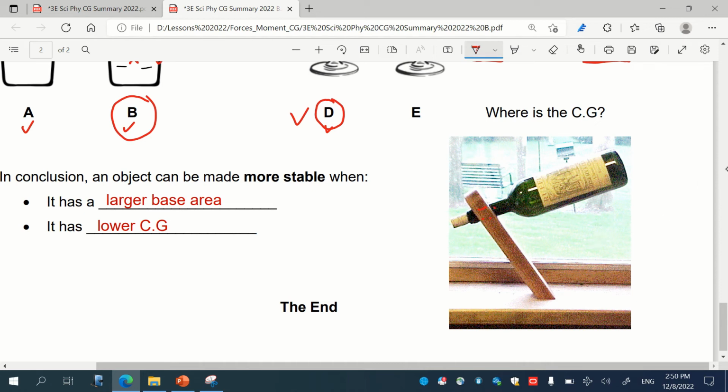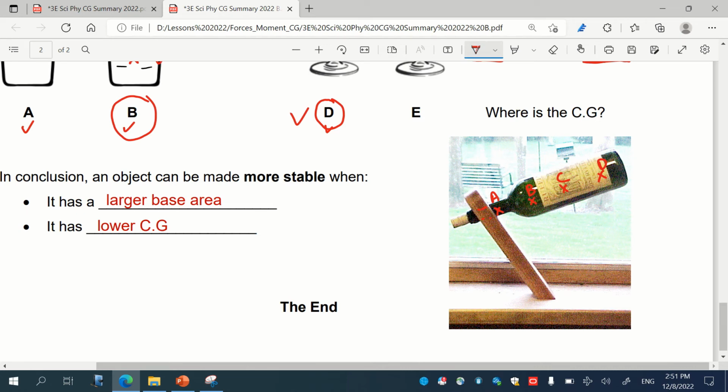Would it be at, let's say, A? Would it be at B? Would it be at C? Or would it be at D? You know, that kind of MCQ question. Where would the CG be that allows it to be stable in this position?